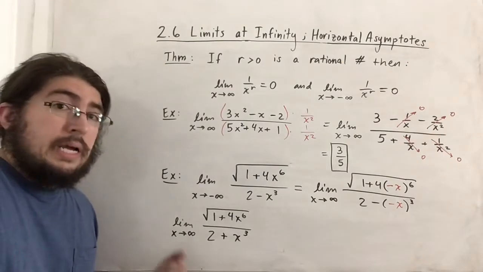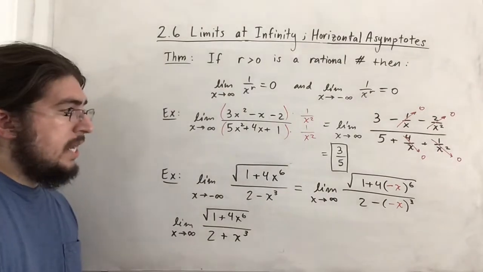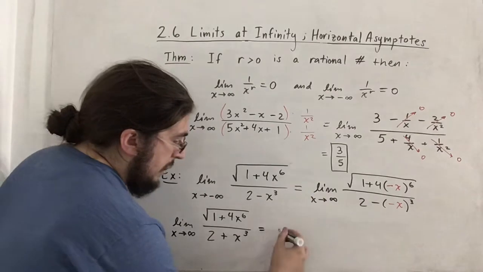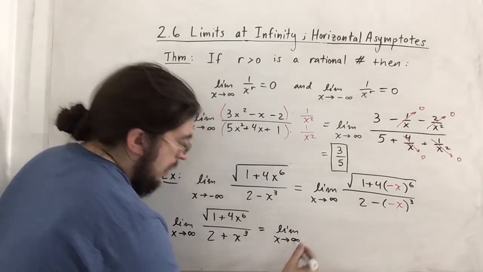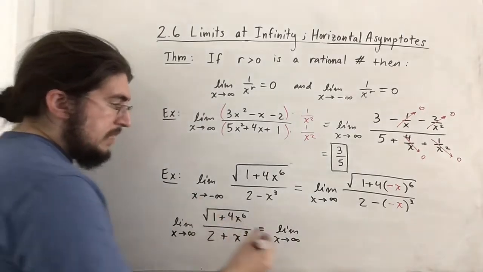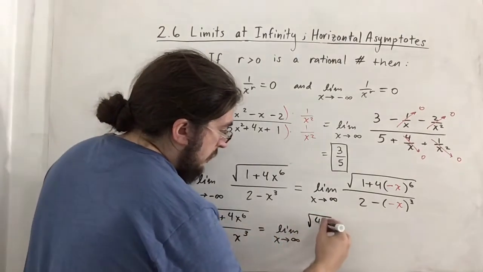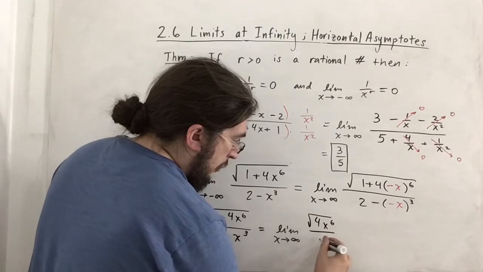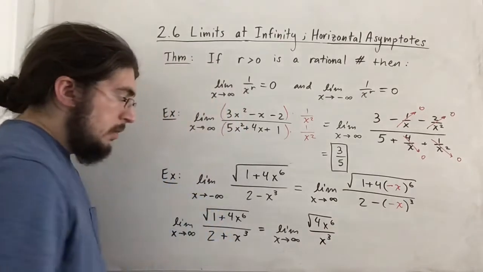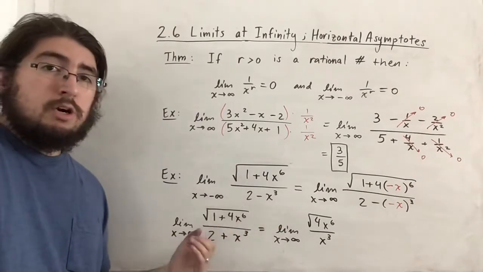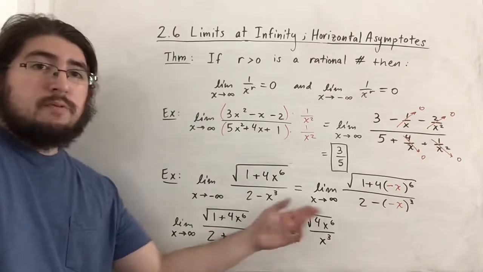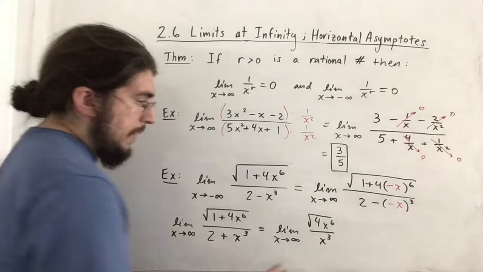Now this is good because if we have the understanding of domination, then we understand that this limit is actually the same as the limit as x goes to infinity of the different expression, radical 4x to the 6th over x to the 3rd. So again, we're just dumping all lower powers and only leaving the terms with the larger powers, even if we have a radical in place, and that's okay.